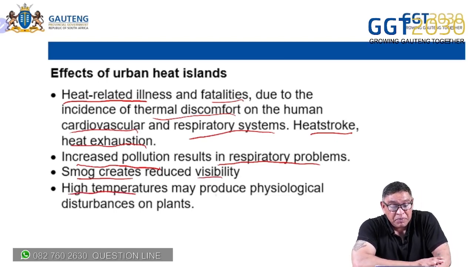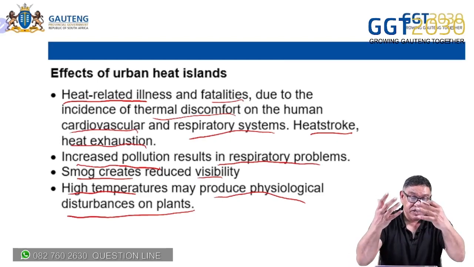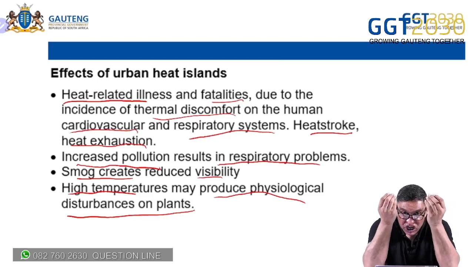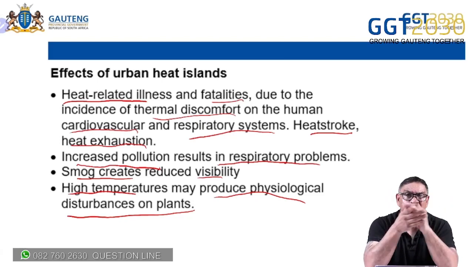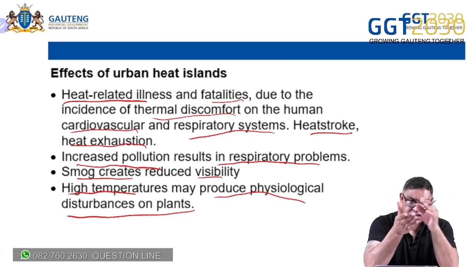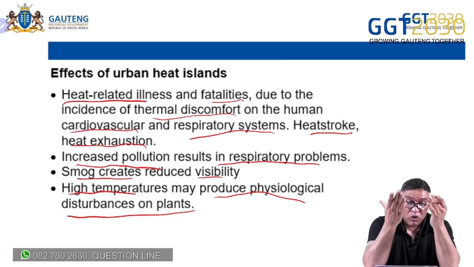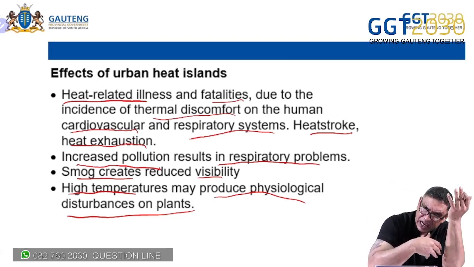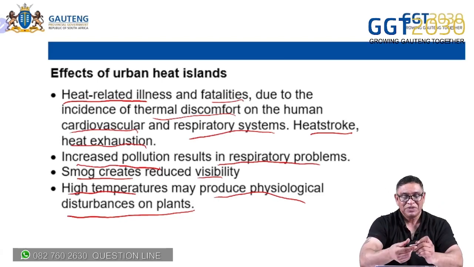High temperatures may produce physiological disturbances in plants. You know, people talk to plants also, eh? So they also have this change due to higher temperatures. They may die out, they may change in terms of the physiological structure because they're not used to the heat. So even plants struggle, animals struggle, you understand, because of the change in the heat. So it's not only a human impact, but it's a natural environmental impact also that happens down here.